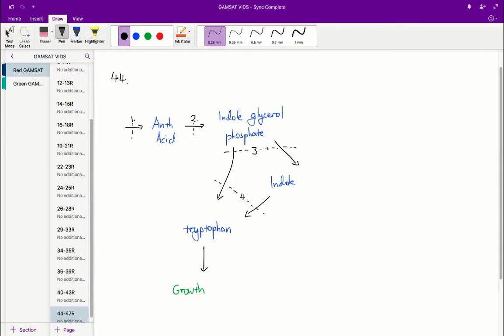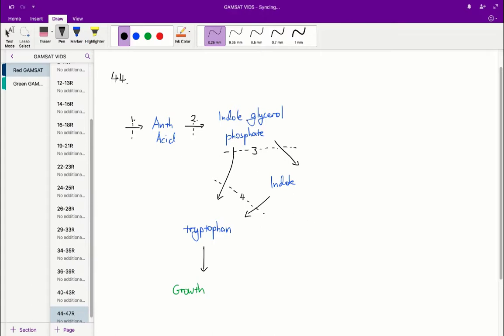Okay, so according to table 1 and figure 1, indole would most likely build up in cells of. If indole was building up, that means this step is broken, because indole can't be converted into tryptophan. Anything upstream of it, like anthranilic acid being transformed to IGP, and the IGP being transformed to indole, would have nowhere to go. So we get this buildup of indole.